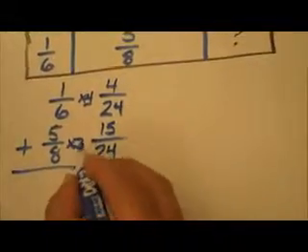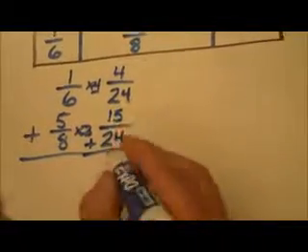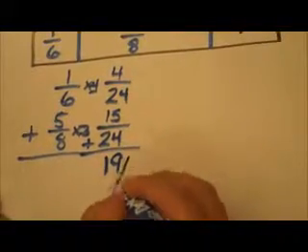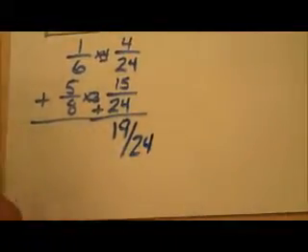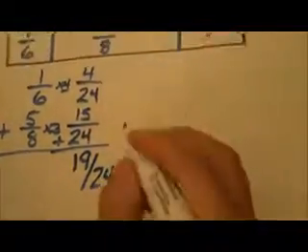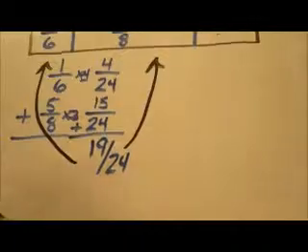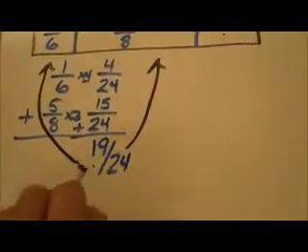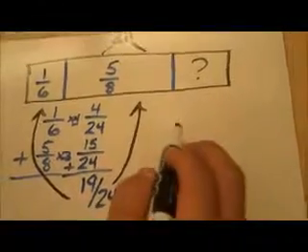We will go ahead and add our fractions because now they are in like denominators. We now have 19/24. That is how much she has spent on her two outfits, the 1/6 and the 5/8. That's how we get the 19/24. Now to the big question: how much does she have left over?